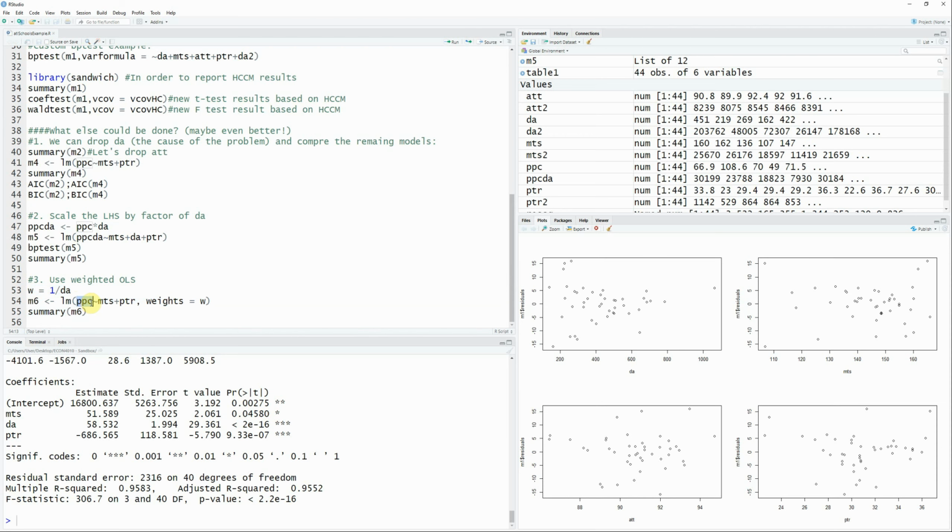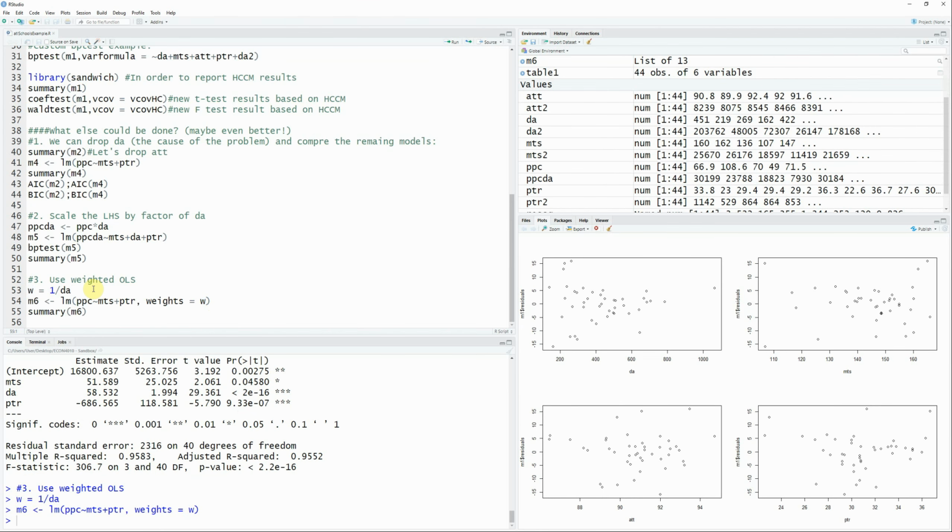And we use per pupil cost, teacher salary, and pupil to teacher ratio. Here we use the weights option in the lm function in R, and then we call W there as we defined it before, and this is going to be my model 6.